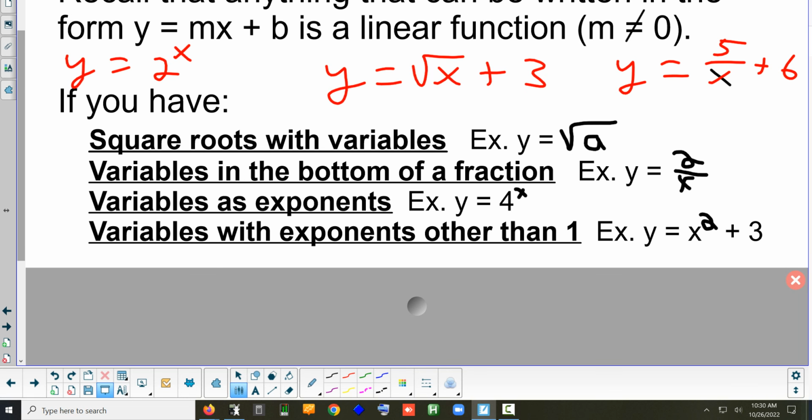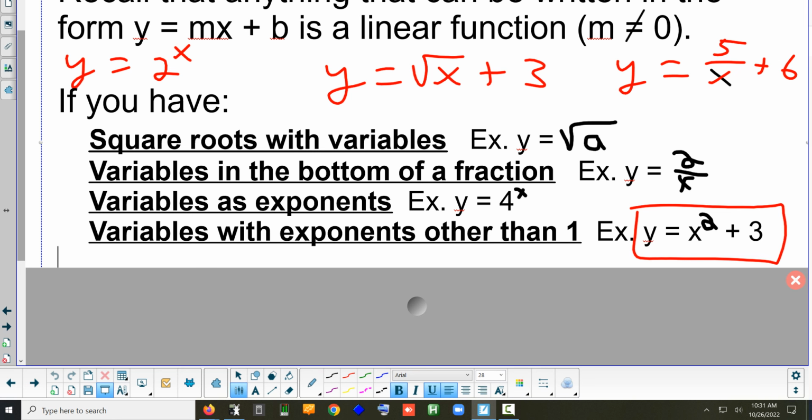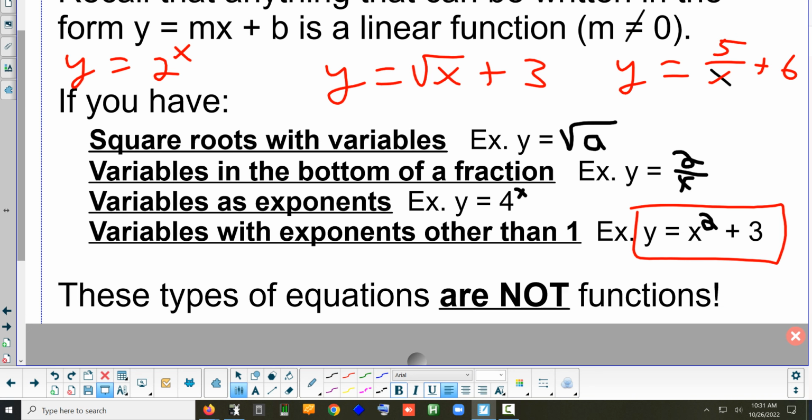If you had a variable with an exponent other than 1, like right here, x squared plus 3, you're not supposed to have exponents when you're writing the equation of a line. It's just supposed to be y equals mx plus b. It's not supposed to be x squared. That's a different shape. X squared is actually a U shape. And we did a graph earlier where I gave you a picture of a U shape. This is what the equation of a U shape looks like. So if you see any of those things, they are not functions.